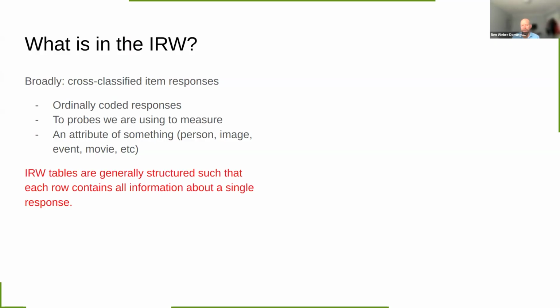And the responses need to be cross-classified such that they are coming from some set of probes that we're using to measure an attribute of something, almost always a person, but it might in some cases be something else, right? So the responses are cross-classified by a probe or an item or a trial and a person. The way we have structured the data is such that the tables generally are such that each row is containing all the information about a single response, and I'll show you what that looks like in just a moment.